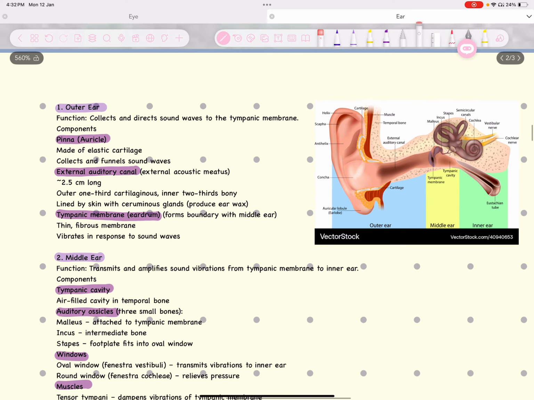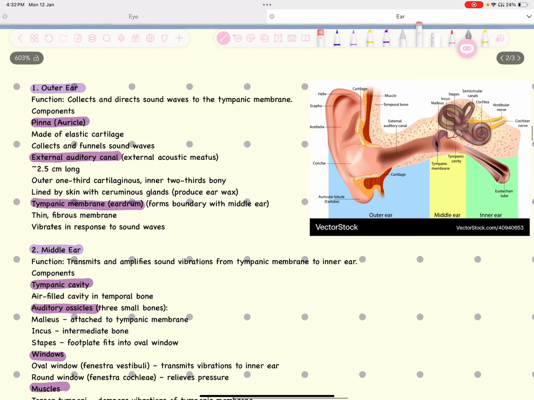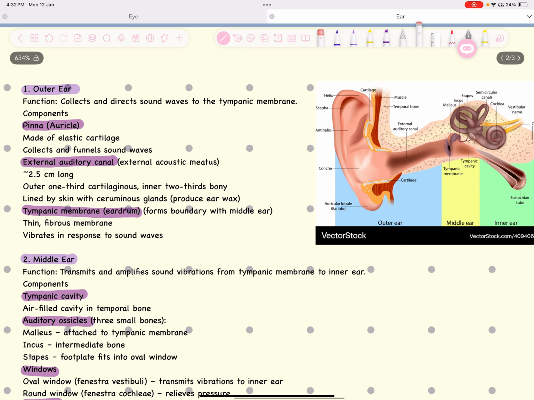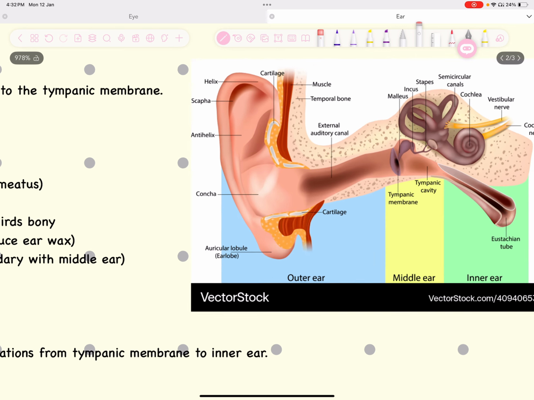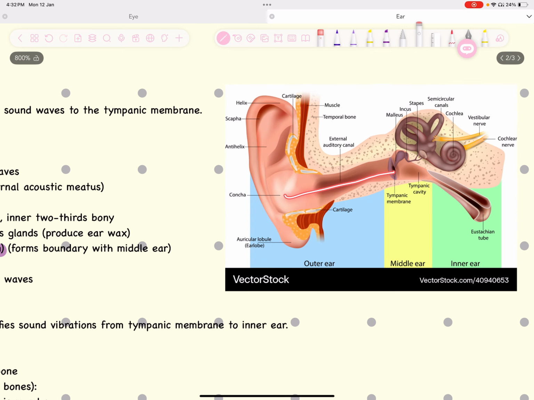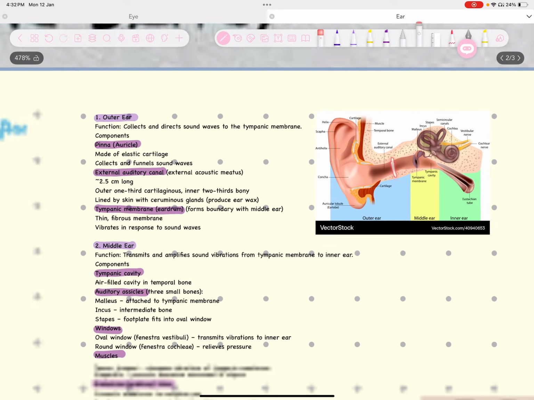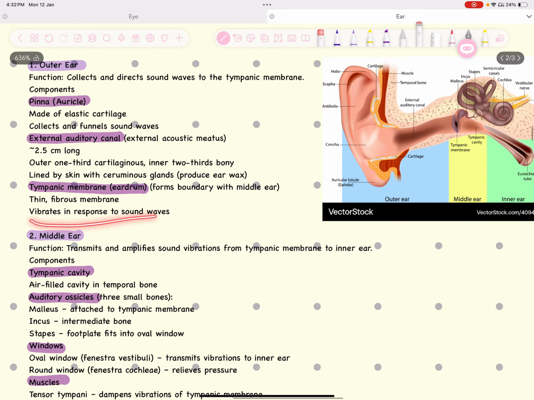Tympanic membrane is the eardrum. It forms boundary with the middle ear. It is a thin, fibrous membrane. It vibrates in response to the sound waves. What are sound waves? Sound waves are basically the fluctuations in the frequency of the waves that produce sound. So basically, tympanic membrane vibrates in response to the sound wave. So this is your outer ear.